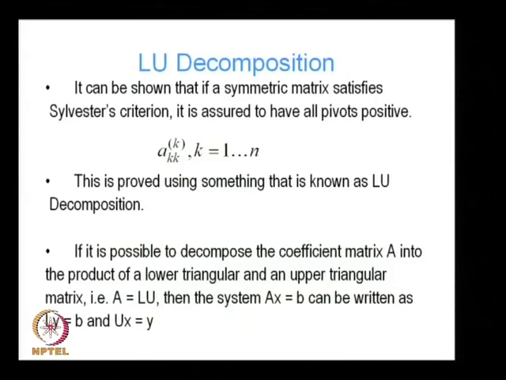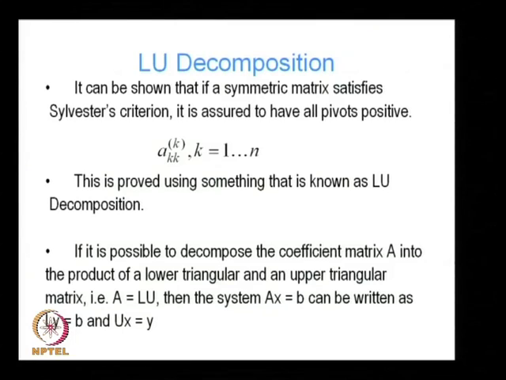So, if it is possible to decompose the coefficient matrix A into the product of a lower triangular and upper triangular matrix, that is A is equal to LU, then the system Ax equal to B can be written as Ly equal to B, where y is an intermediate variable, and Ux equal to y. So, basically Ax equal to B is LUx equal to B. We denote Ux equal to y, and we solve the system Ly equal to B to determine y, and then we again solve the system Ux equal to y to determine x.